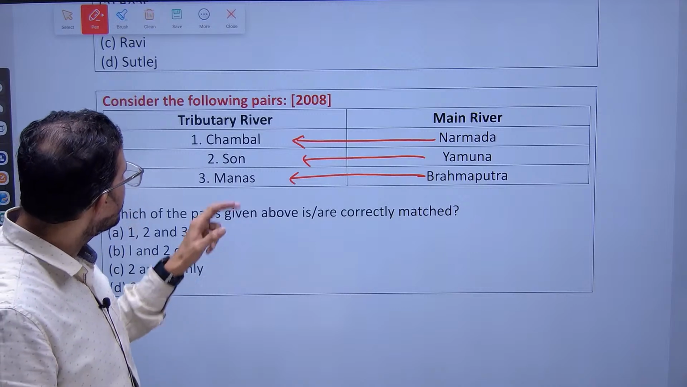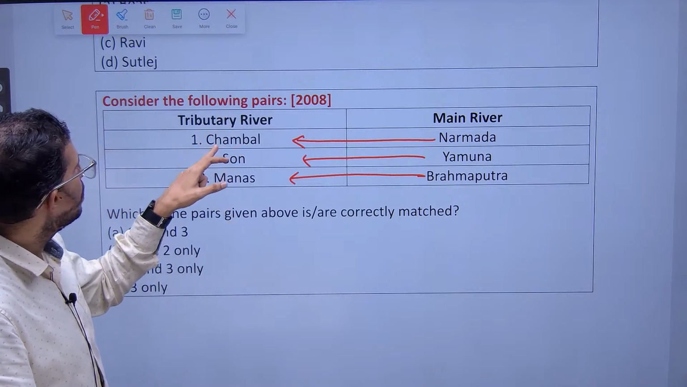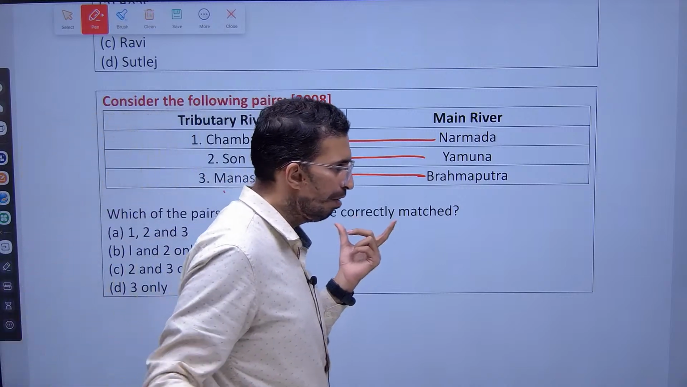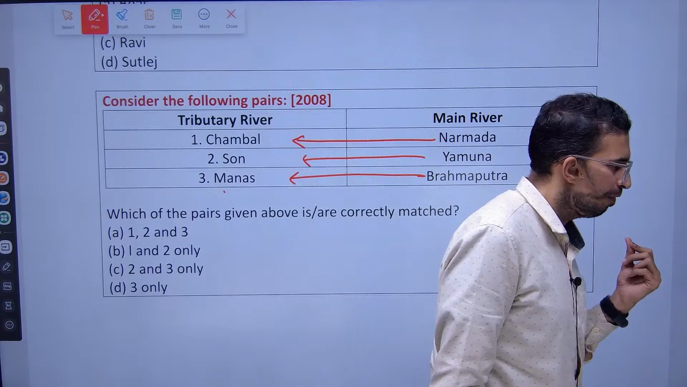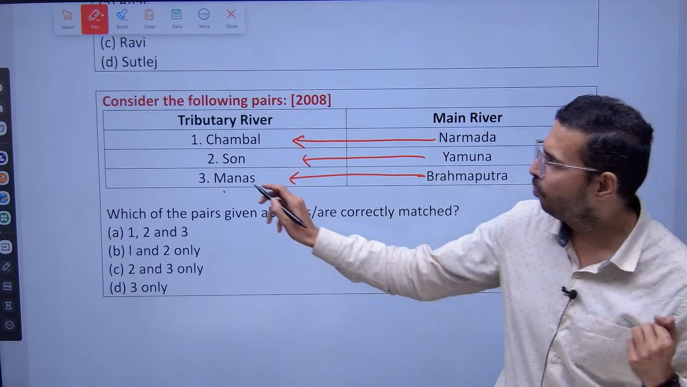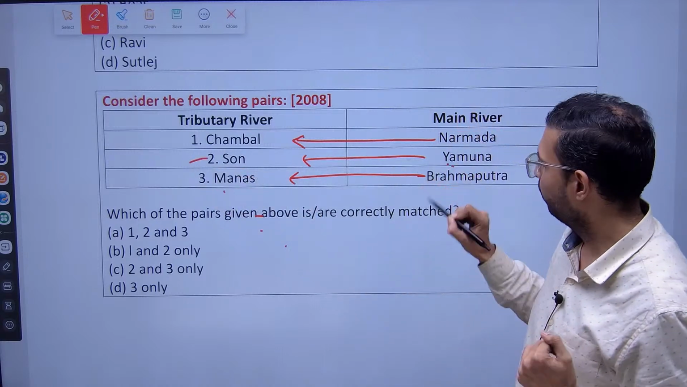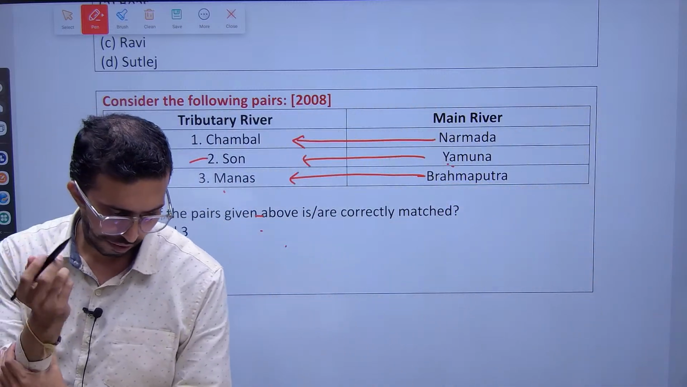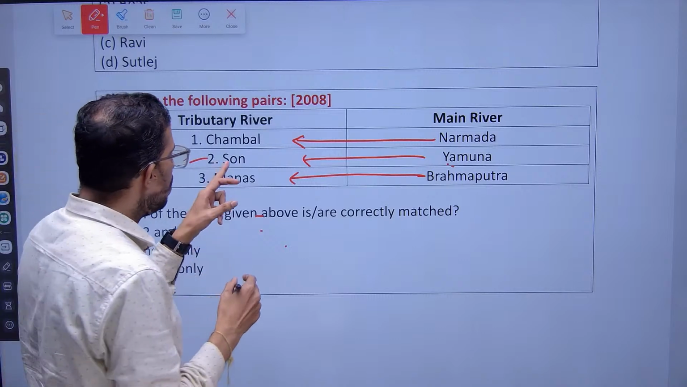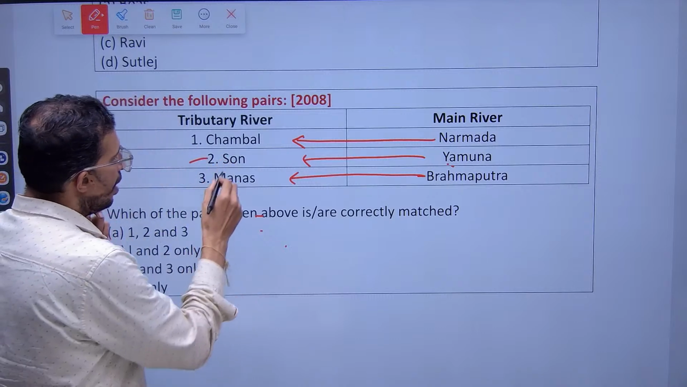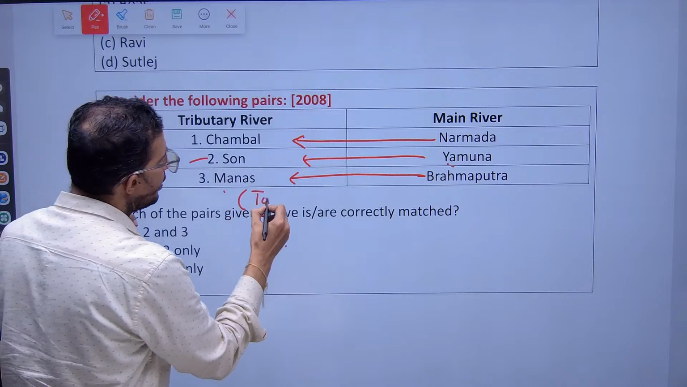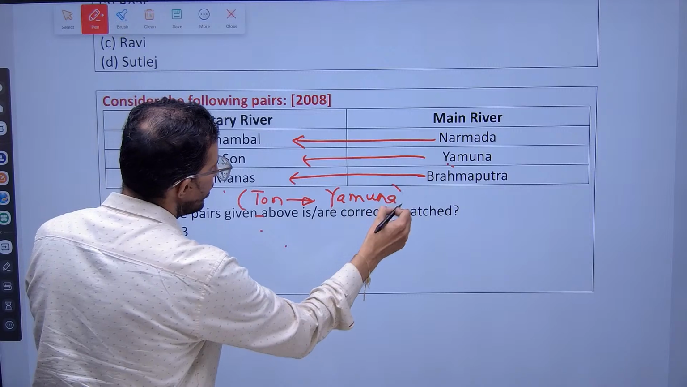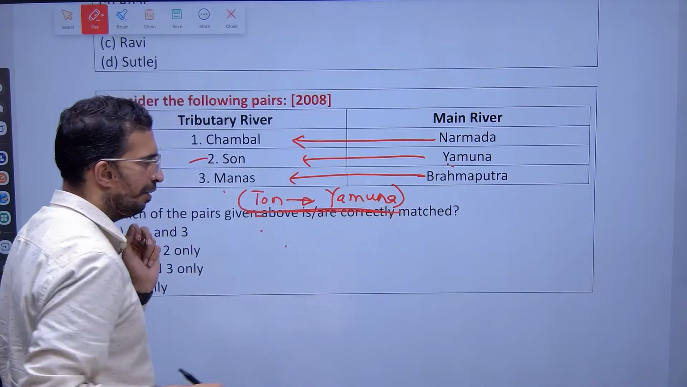Okay, if you are saying the answer of this question is 2 and 3, let's analyze. Okay, the answer is only 3. Son is the tributary of Ganga, not Yamuna. Don't confuse over here. Son is a tributary of Ganga, and the river Tons is the tributary of Yamuna. So this is quite confusing. It is okay.